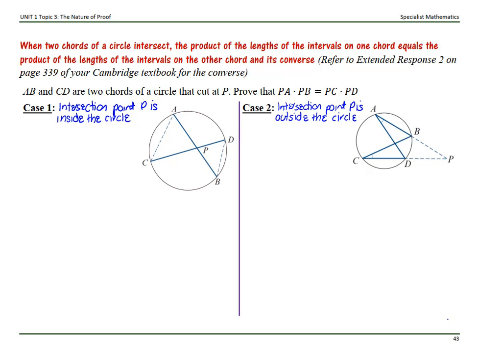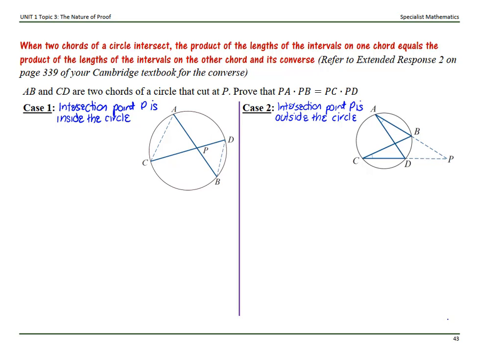So what we're trying to do, if we look at these two diagrams here, AB and CD are two chords of a circle that cut at P. Prove that PA times PB equals PC times PD. Okay, so we're going to look at two cases: one where the intersection point is inside the circle, case 1, and one where the intersection point is outside the circle, which is case 2.